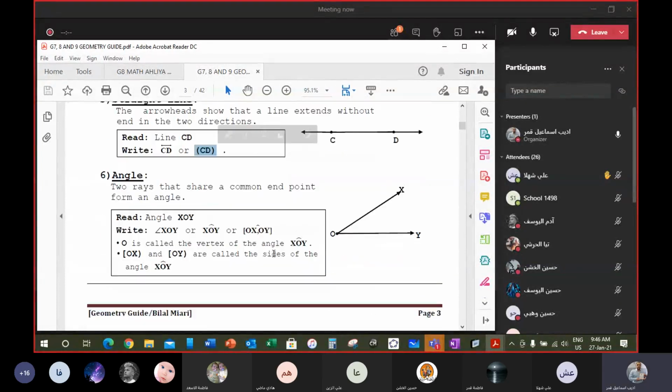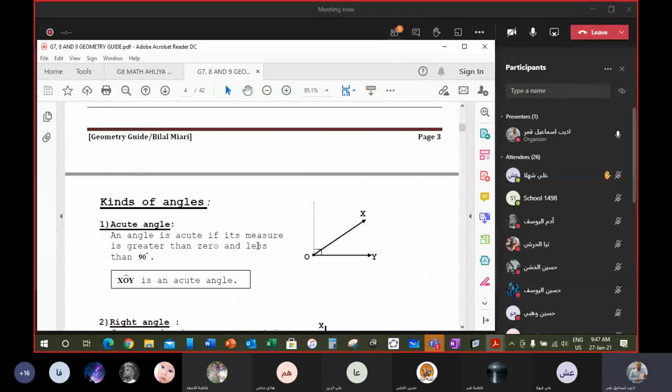Angle. Two rays that share a common endpoint form an angle, like this angle X or Y. We say that this is X or Y. O is the vertex of the angle, and OX and OY are the sides of the angle X or Y.